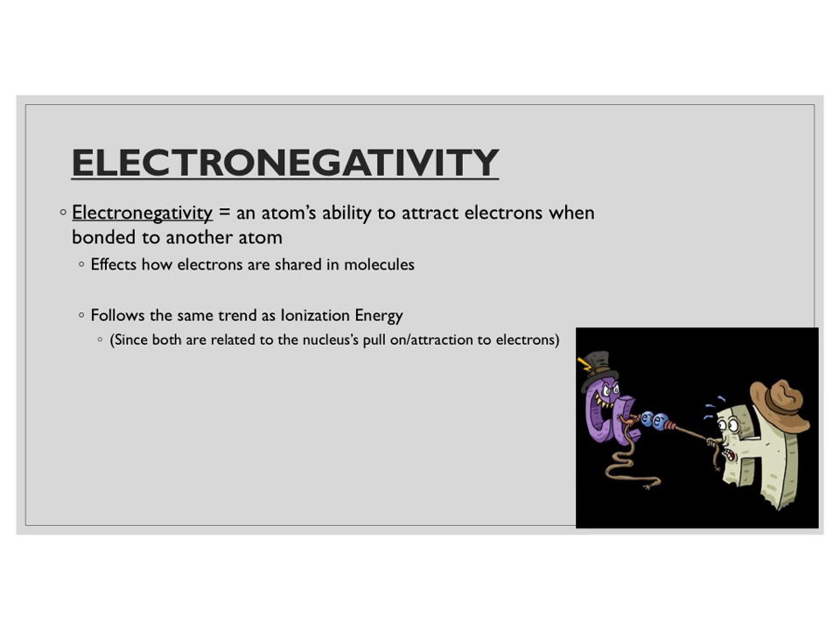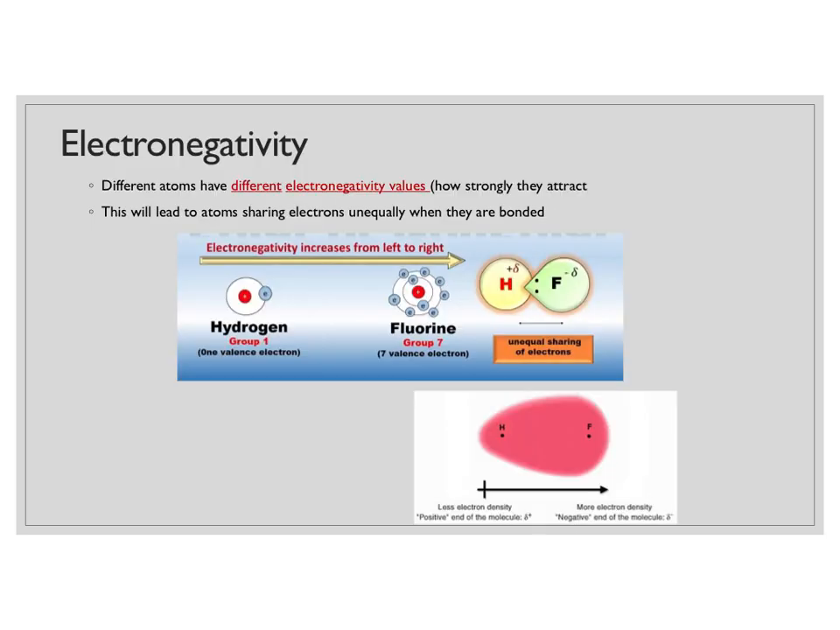And so it's going to follow the same trend as ionization energy, since both are related to that nucleus's pull and that force of attraction from the nucleus on electrons. So many atoms, when they bond with each other, share electrons, but the sharing can be uneven based on which nucleus has a stronger pull on those electrons. Different atoms are going to have different electronegativity values, and that's simply going to be based on how strong that nucleus is at attracting electrons. This is going to lead to atoms sharing electrons unequally when they are bonded together.